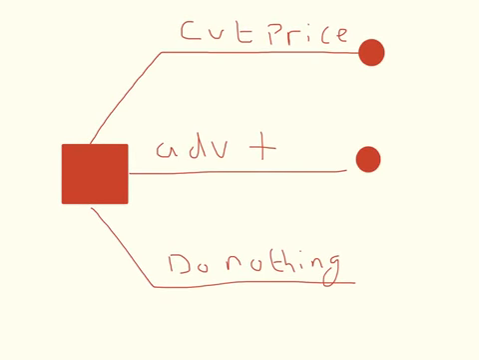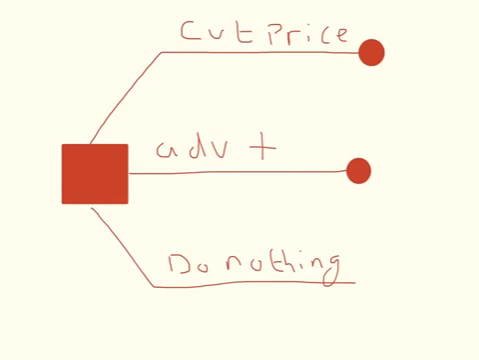Just line these circles up so they're in place. Because the third option is to do nothing, there are no other outcomes. So there are no possible outcomes, it's just do nothing. So we don't need a circle down here, so it's just the two. So that's the decision tree so far.